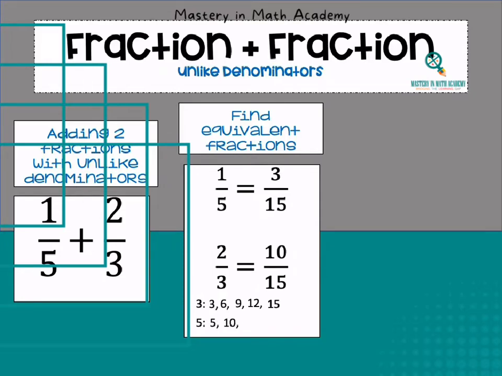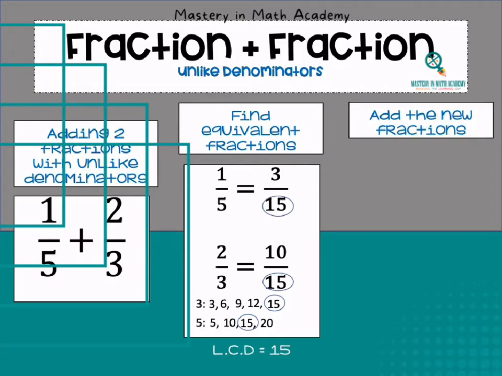You have 5, 10, 15, 20, and of course, you can always go higher, but remember, we need to find the least number, not the greatest or anything higher than the least. We can see that both 3 and 5, they share the number 15. And that tells us that our LCD is now 15.